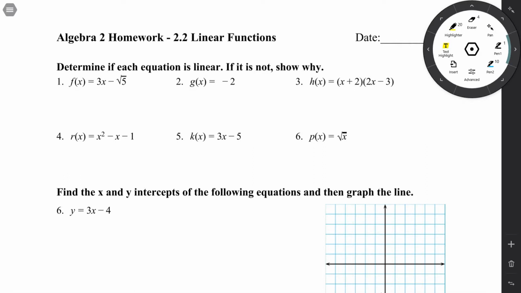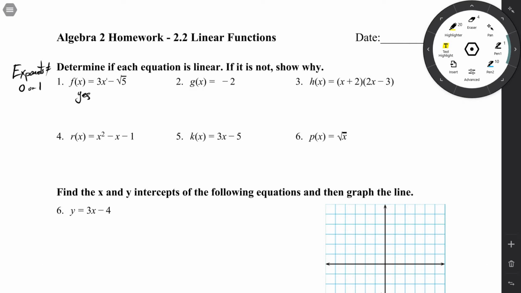Let's see, first off, number one, 3x to the fifth. Remember, if we're asking if an equation is linear, we are only looking for exponents not equal to 0 or 1. The exponent here is 1, technically. No other exponents to speak of, so yes.